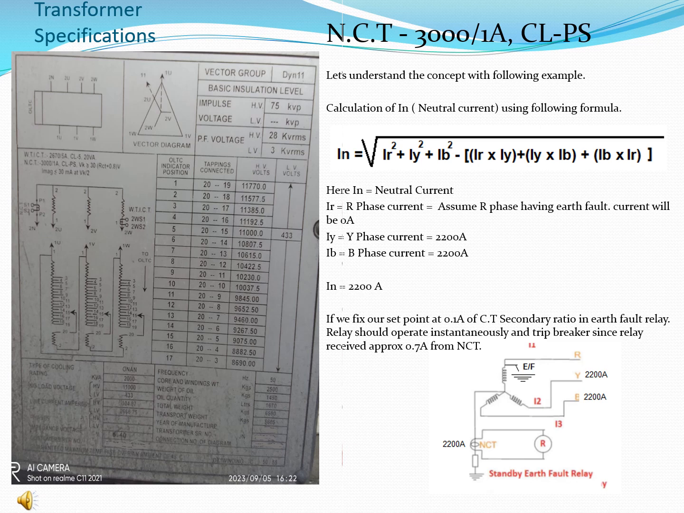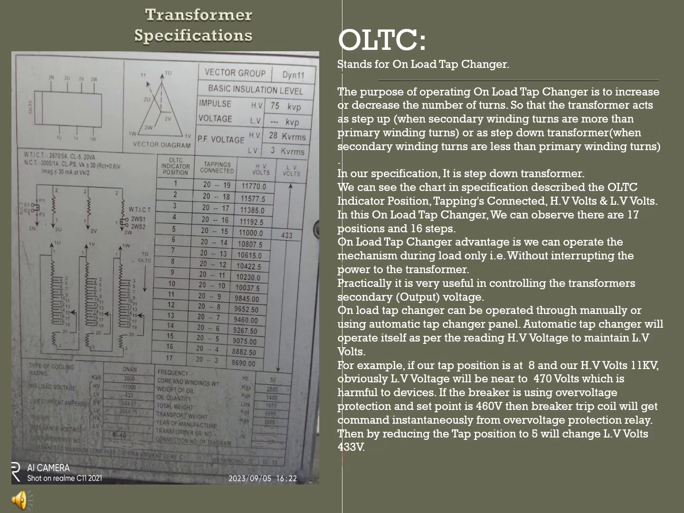and trip the breaker. Now our topic is OLTC, which stands for on-load tap changer, which means we can change the tap of the transformer and change the secondary voltage of the transformer by changing the tap on load. Let's see the theoretical explanation here. The purpose of operating the on-load tap changer is to increase or decrease the turns so that the transformer acts as a step up or step down transformer. In our specification, it is a step down transformer.